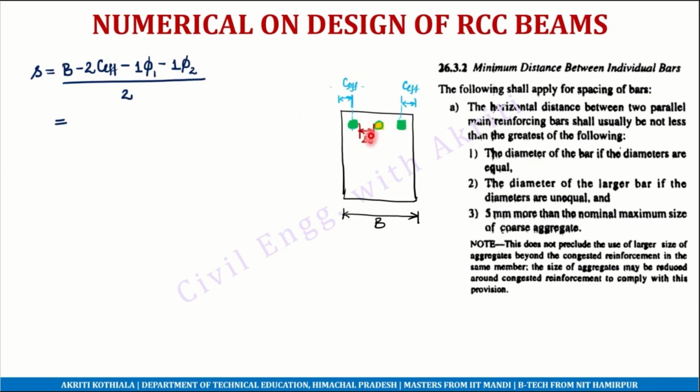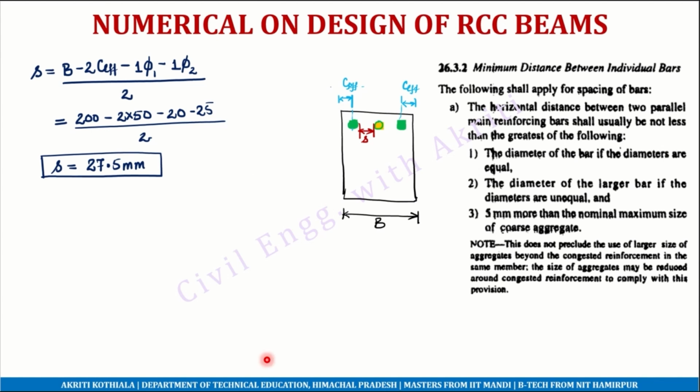Now we have two 20 mm diameter bars and one 25 mm diameter bar. Let's call the 20 mm diameter bars phi 1 and the 25 mm diameter bar phi 2. So the equation becomes B minus C effective into 2 minus one 20 mm diameter bar and one 25 mm diameter bar, divided by the number of spacings, 1 and 2, the spacing between these bars. Substituting the values, we get 27.5 mm. We will have to check this 27.5 mm against clause 26.3.2.